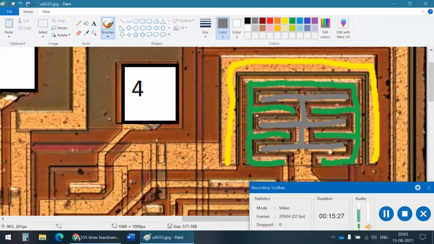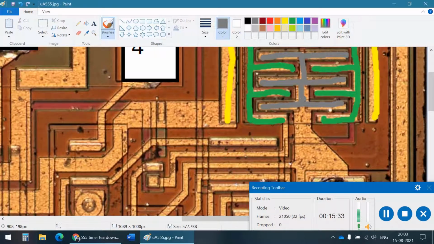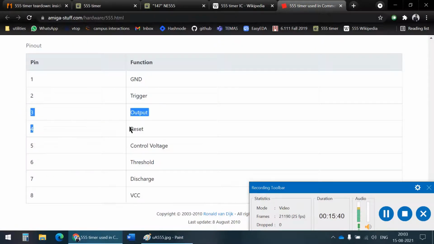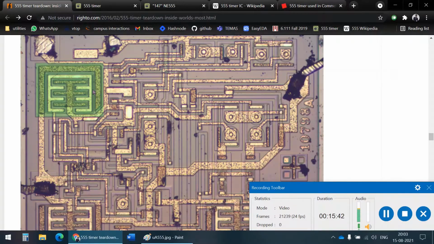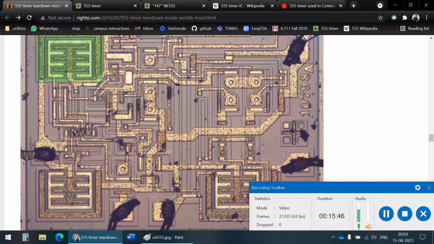Now what happens? We can see that the gray is still connected. It's connected down, down, down, and it's connected to pin 3. So this gray is also connected to pin 3. Let's go see what pin 3 is. Pin 3 is actually output. Okay, makes sense. They said that this is connected to output low. So okay, fine. This connected to output high.